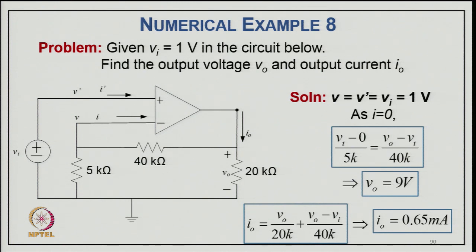given V_I equal to 1 volt in the circuit shown here, find the output voltage V_O and the output current. So, we have already shown here 1 volt, and all the resistances are given, the load resistance and the feedback resistance.